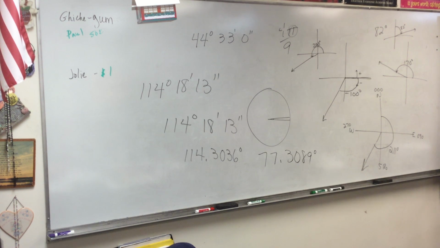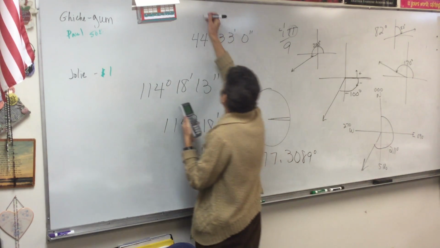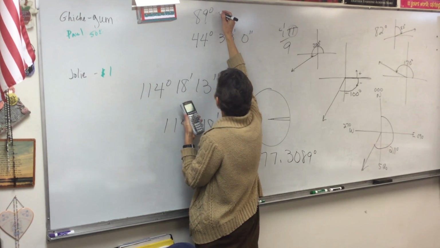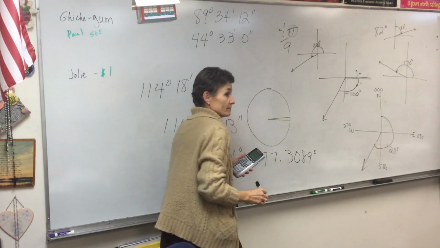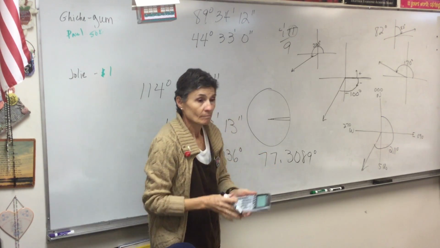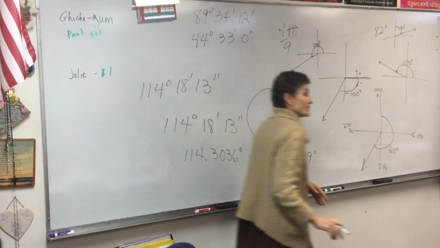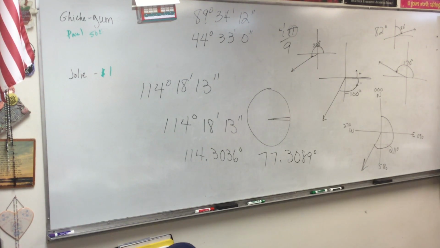All right, let's do problem 4 at the bottom. 89.57. We're going to change that into degrees, minutes, seconds. What'd you get? 89 degrees, 34 minutes, 12 seconds. So now, if we have degrees, minutes, seconds, we know how to put it in. If we need degrees, minutes, seconds, we know how to get it out. Right?